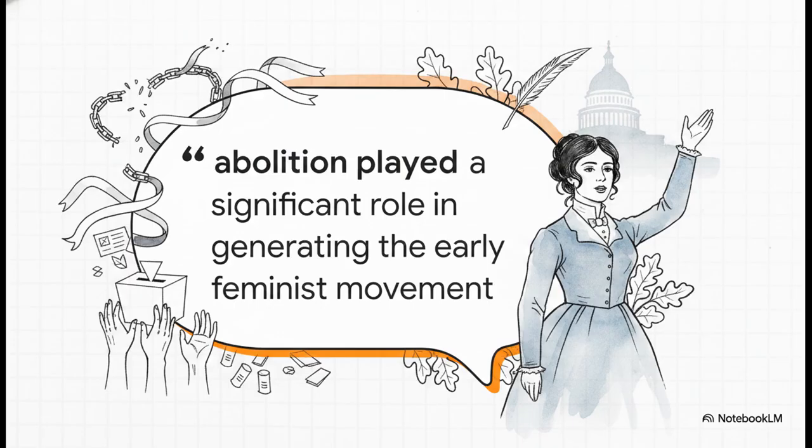In fact, as reformers looked around, they realized that abolition played a major role in generating the early feminist movement in the United States. Even though it didn't immediately lead to voting rights for women, getting involved in these reform movements kicked off the long, hard process of fighting gender inequality in the Republic.